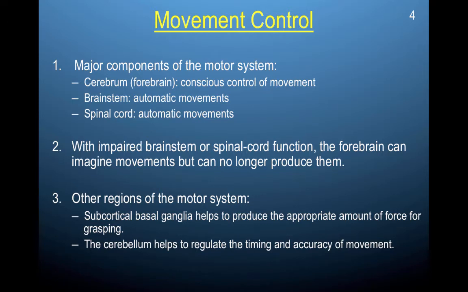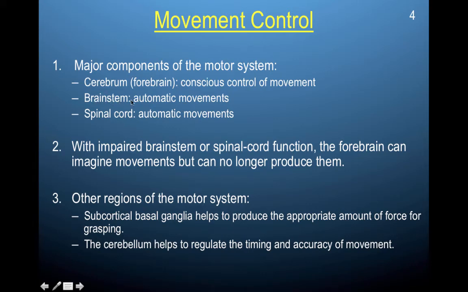So there's a couple of major components of the motor system that are really important for movement control. So one, we have the cerebrum. This is the forebrain, and this is conscious control of movement. So this is in some of your association cortices. This is going to be cortex. This could be in the frontal lobes, aspects of the parietal lobes. So basically your higher order cortex.